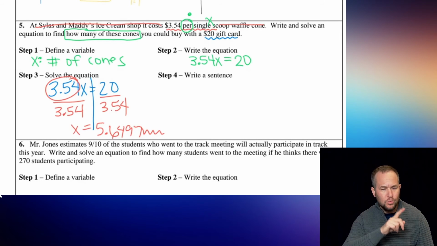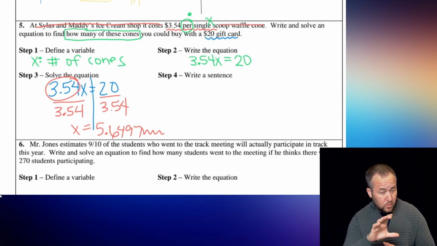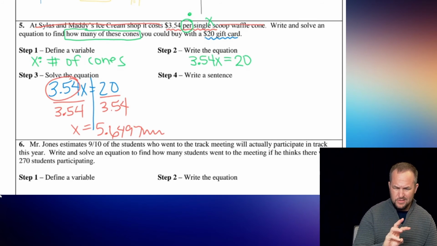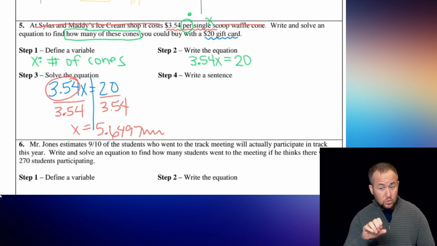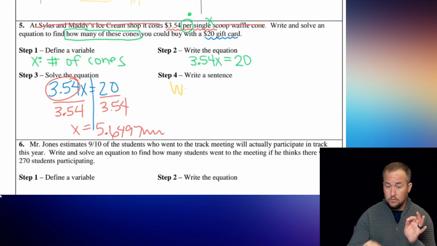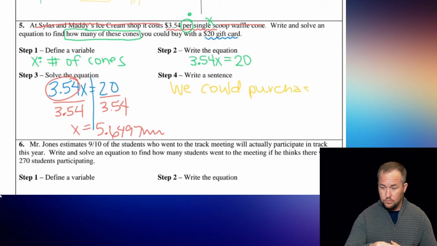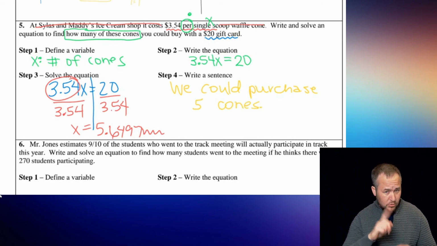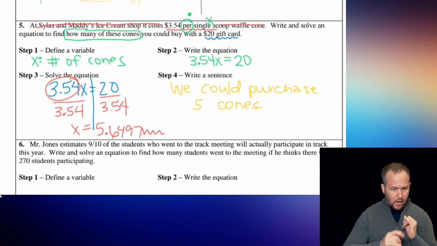Who really actually cares? The reason being, if you're buying cones and I'm wanting to buy 5.6497 and so on cones, are we going to round that up to 6 cones? Could we purchase 6 cones? The answer is no. So therefore, our sentence needs to say, we could purchase 5 cones, period. The reason you can't round up to 6 is because we don't have enough money. They'd say, you still owe us some cents, and you say, I don't have any. Okay, so therefore our final answer is 5 cones.